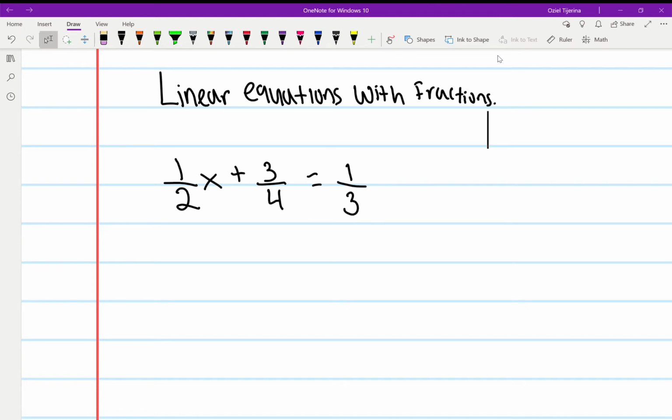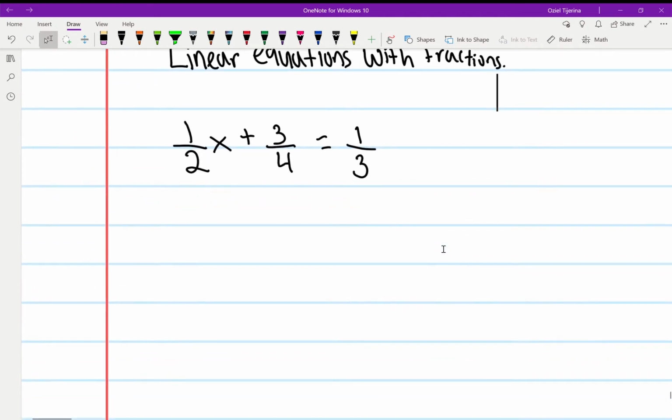So in this video we're going to be doing linear equations with fractions. I'm going to be doing the first problem here. So basically we have our first problem here that says 1/2 x plus 3/4 equals 1/3.